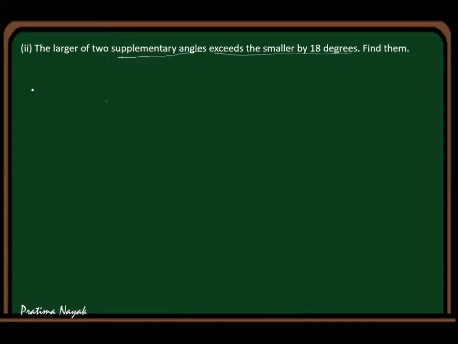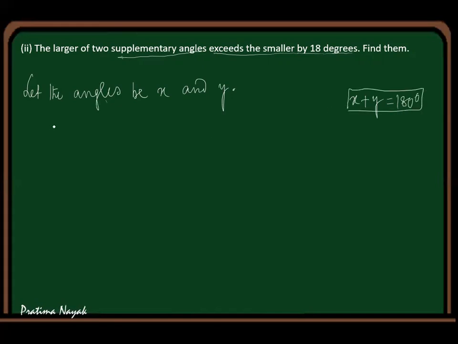So let the angles be x and y. And when they are supplementary, you know that their sum is 180 degrees. Then only they are called supplementary. So one relation we are getting here, the sum is 180 degrees. So x plus y is equal to 180. Equation 1.